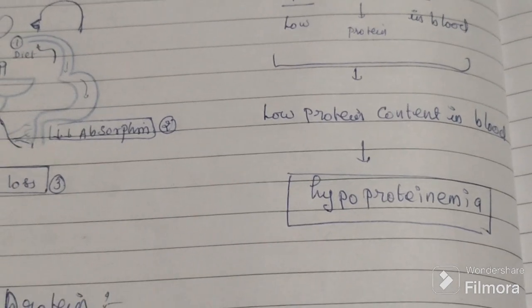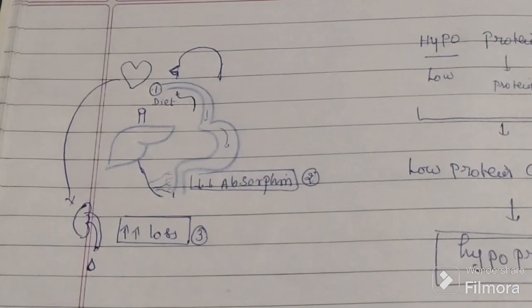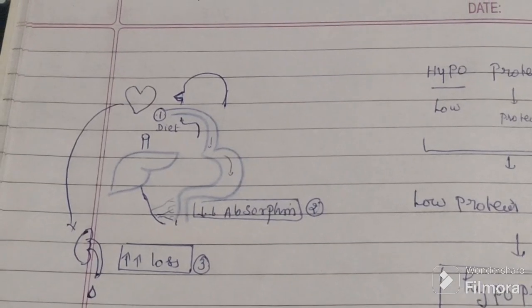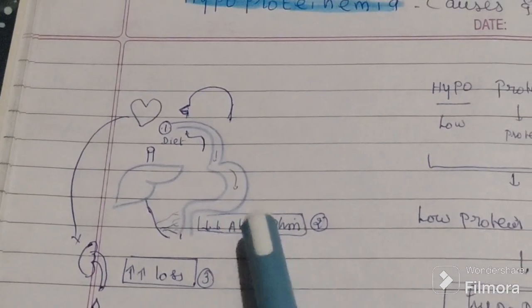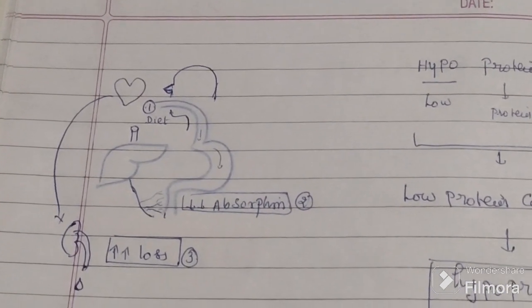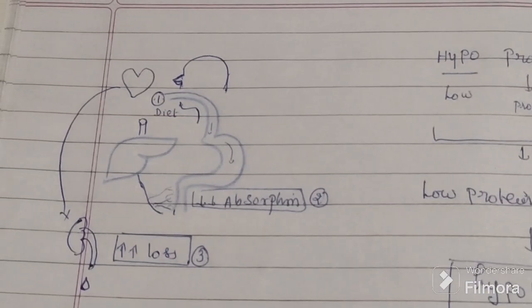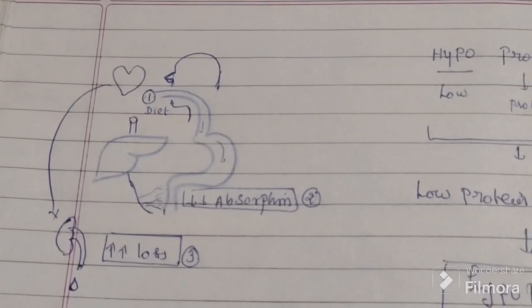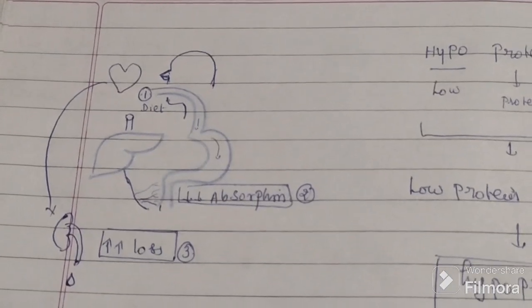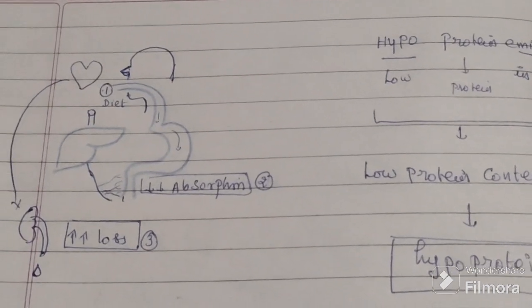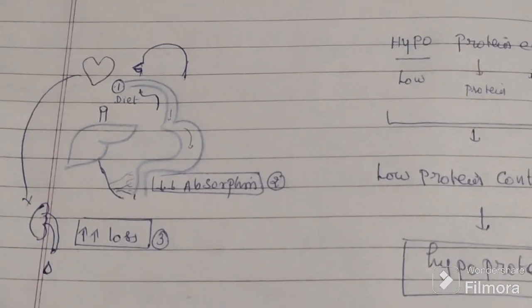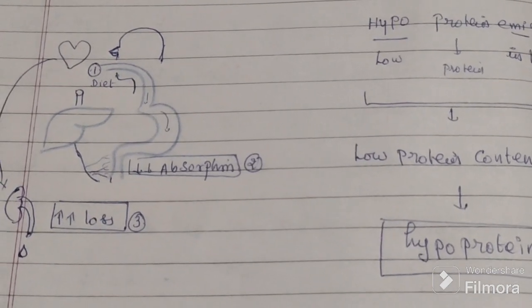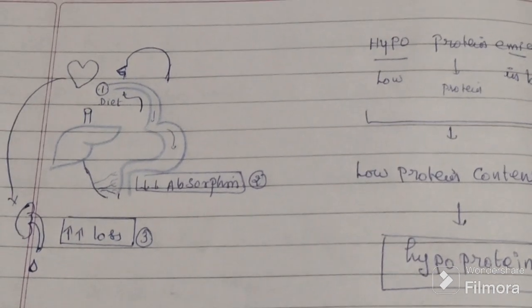How does protein come to blood? We take a protein diet. The protein diet reaches the stomach. Digestion occurs. Protein-containing food breaks down into amino acids. Amino acids are absorbed by veins. The veins take amino acids to the liver.